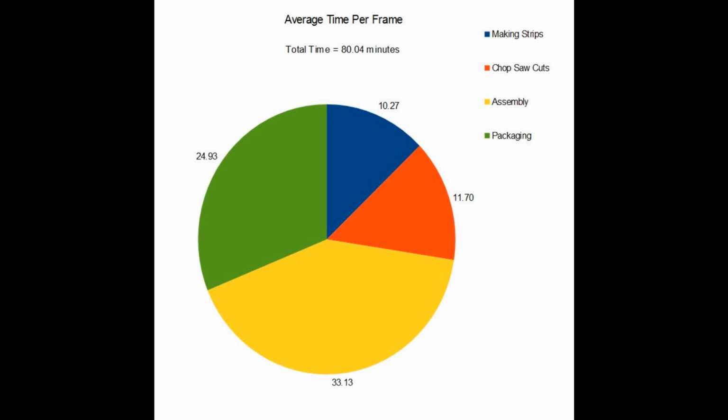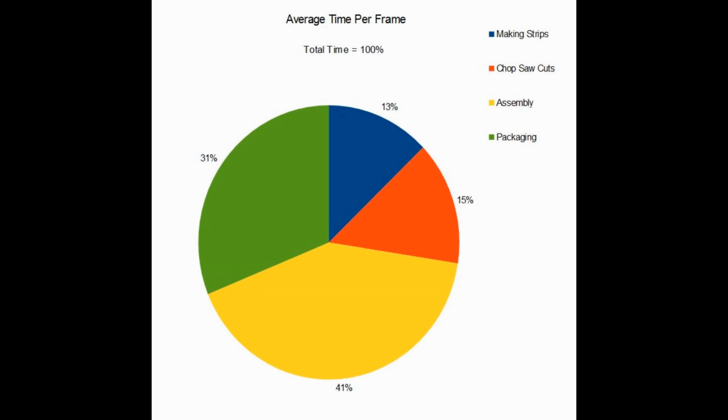So I did this final graph to give me an overall breakdown of each main step. So making the plywood strips, this blue area. I can also see this by percentage, so you can see how these compare by percentage.